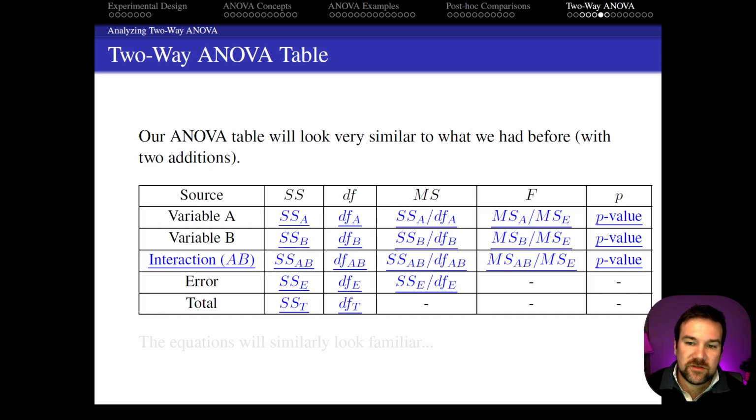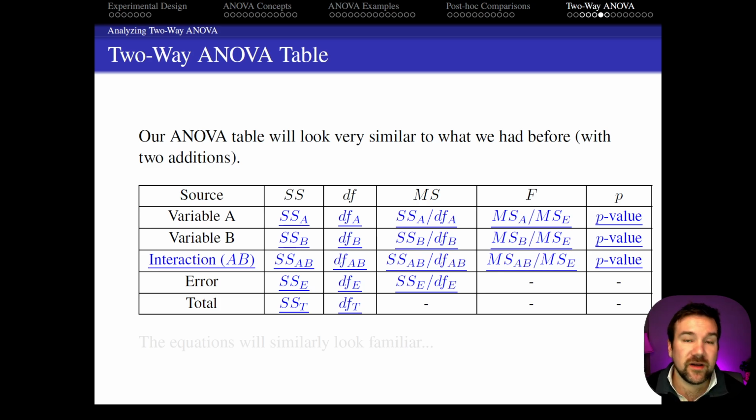Now, the ANOVA table is going to look very similar to what we had before with two additions. You'll note the second row is an addition. Now we include the second variable, but if you read across, this should look very similar to before: the sum of squares for variable B, the degrees of freedom for variable B, the mean squares for variable B, which is the sum of squares divided by the degrees of freedom, and then the mean squares for variable B divided by the mean squared error.